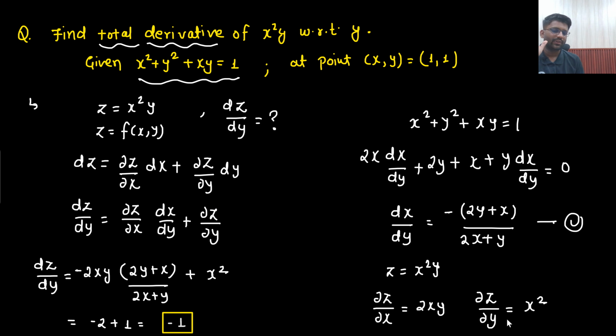Understandable? All the points which you need to find out, everything we have found and put in the equation. From here dx by dy, del z by del x, del z by del y, all of them I have put here, put 1 comma 1 here, got the answer. The answer is minus 1. That's it. Very easy, very straightforward. Understandable? Let's go to the next one.